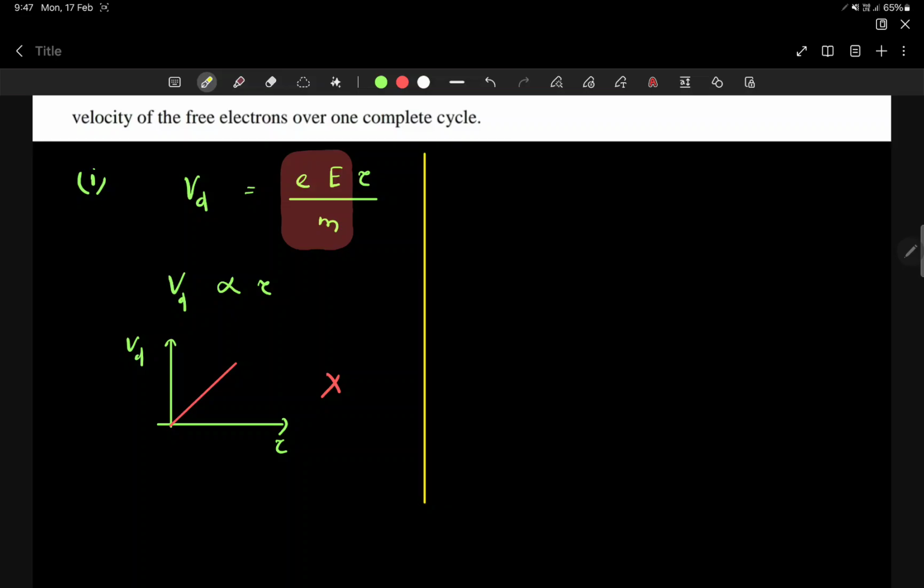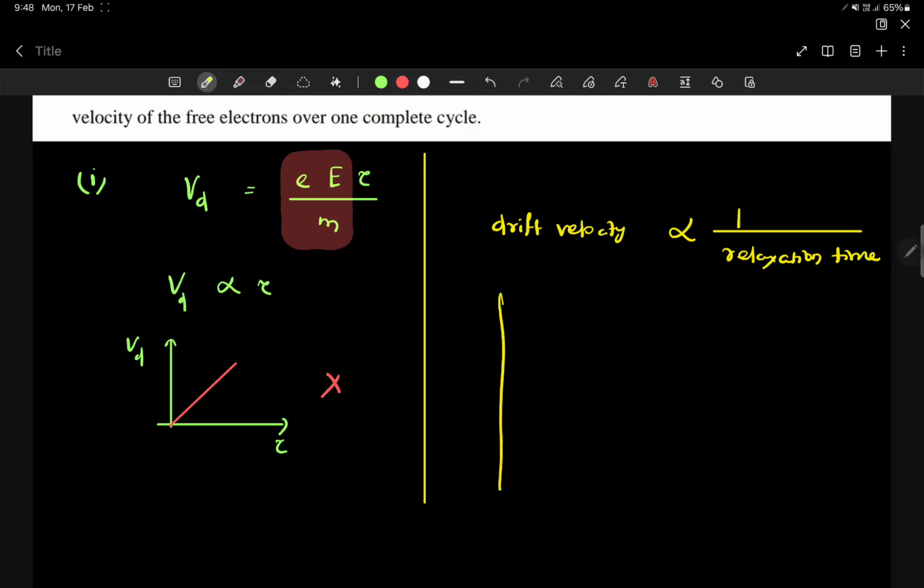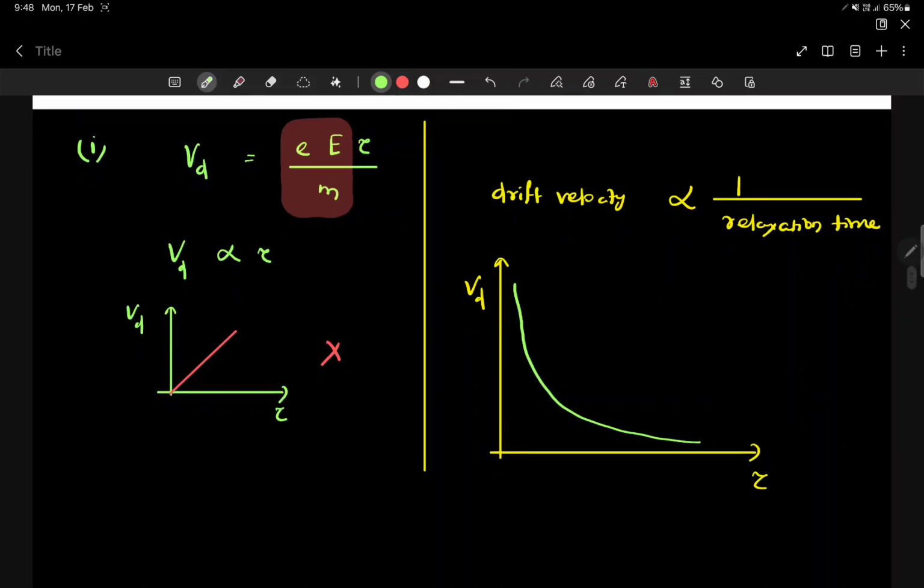Vd is not directly proportional to tau. All of you remember drift velocity is proportional to 1 by relaxation time. So relaxation time means what? The average time interval between two successive collisions. So if the time interval is less, then the speed will be more. Because of this reason, the graph between drift velocity versus average relaxation time, you can draw as an inversely proportional graph. The graph is like this. Okay, this is the graph.